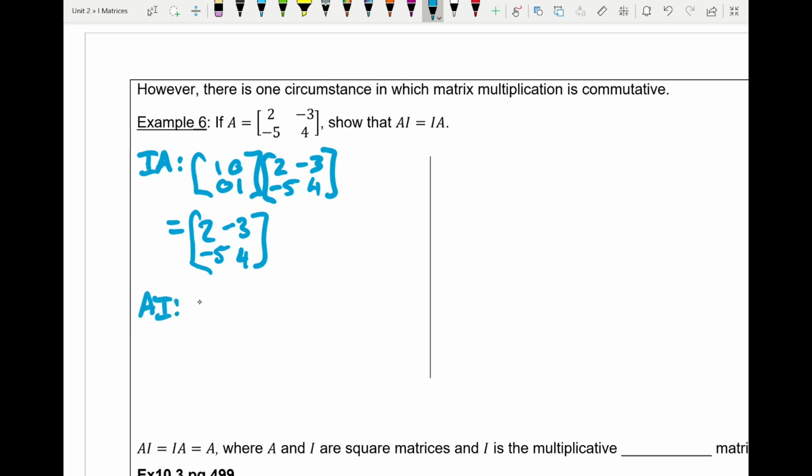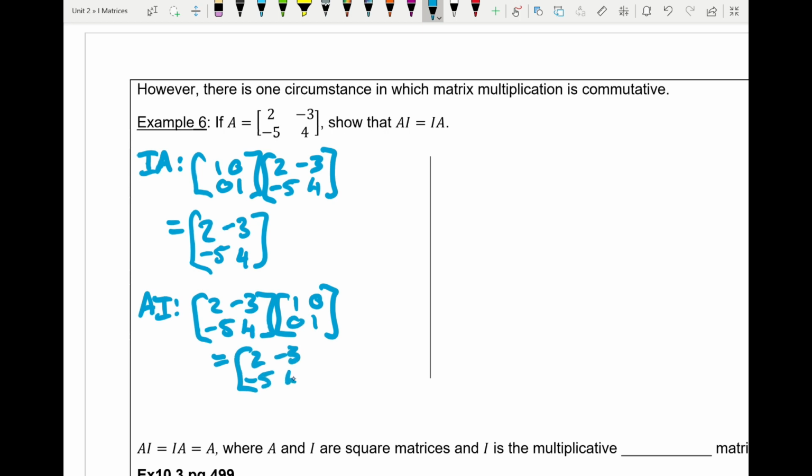So for AI, we're flipping around the order. So now we're doing 2, negative 3, negative 5, 4, and 1, 0, 0, 1. And we will find that, yes, indeed, we're going to get 2 times 1 plus 0. You know how this is going. We're going to get 2, negative 3, negative 5, 4. So not only is AI equal to IA, but it's actually equal to A.